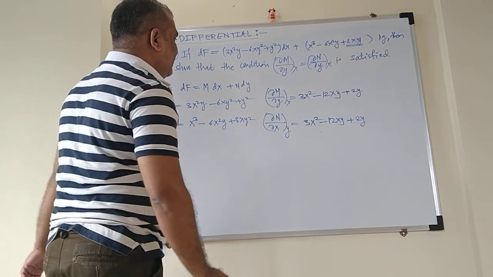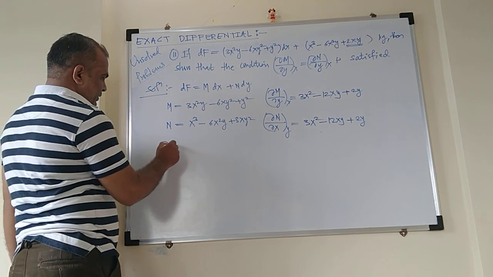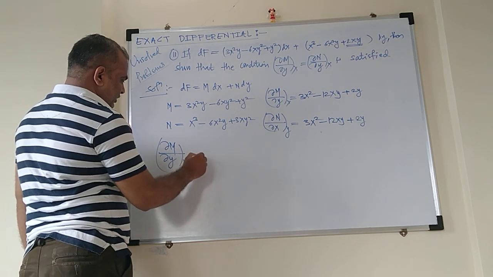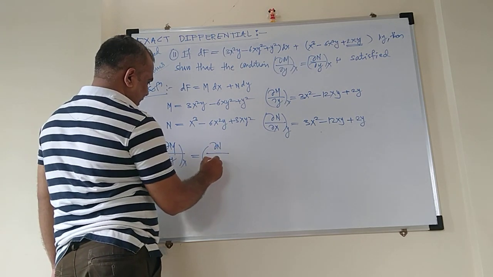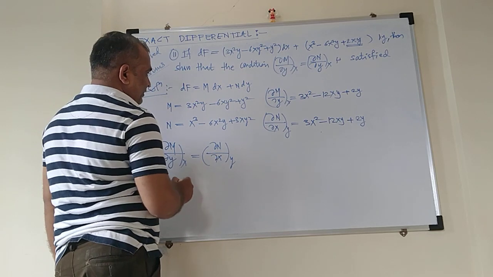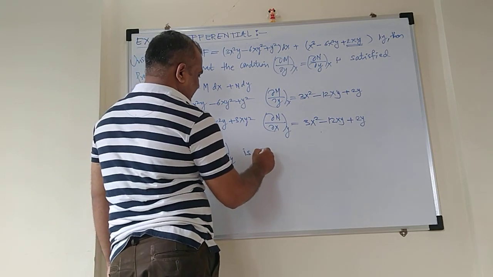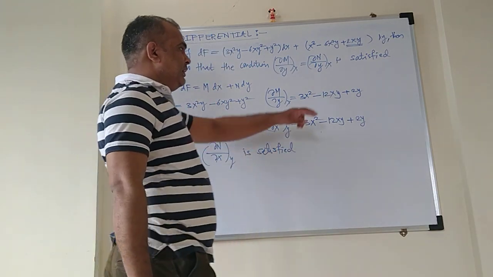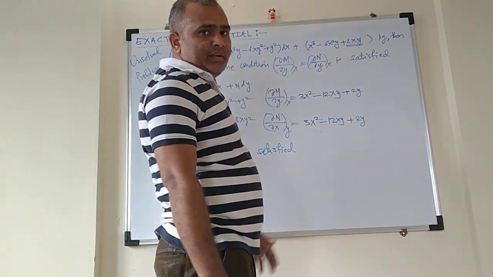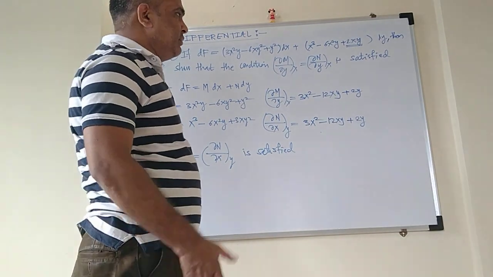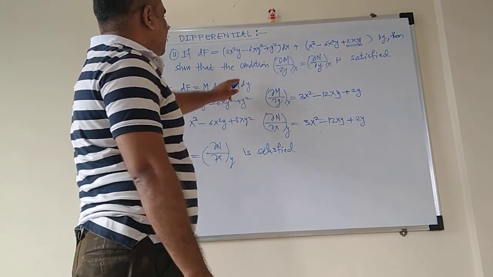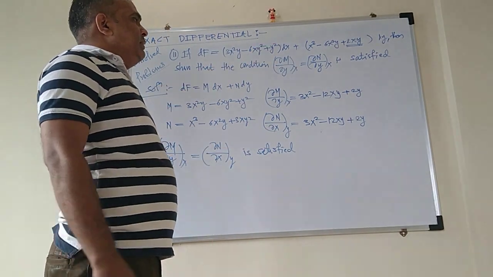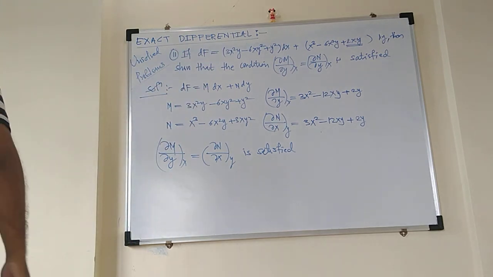So if this is correct, then the condition of exactness dou m by dou y when other variable is constant is equals to dou n by dou x, other variable is constant, is satisfied. But this will be satisfied only if the last term is 2xy, otherwise that does not give you exactness. But in the problem it is asked to show that the condition of exactness is satisfied. That means there might be a printing mistake. Let's move for the next problem.